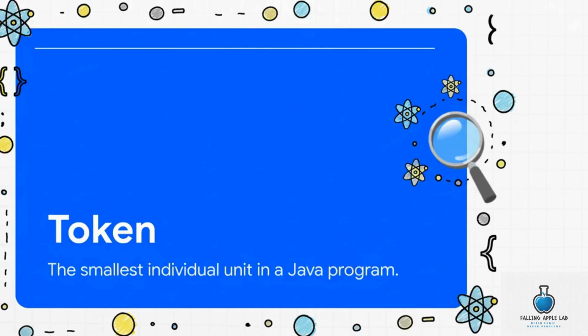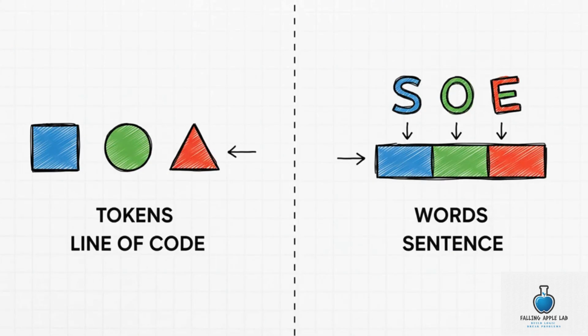And the answer is tokens. Yep, just like atoms are the building blocks of all matter, tokens are the building blocks of your code. They are the most basic individual little units that the Java compiler can even understand. Now here's the best way to think about it, and this is the key analogy for today. Tokens are like the words in a sentence. If you get the words wrong or the grammar is all messed up, the sentence makes no sense, right? Well, it's exactly the same for the compiler.